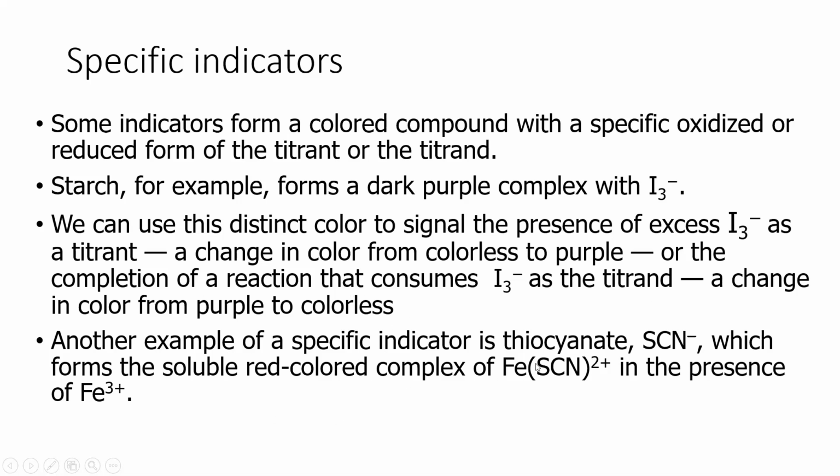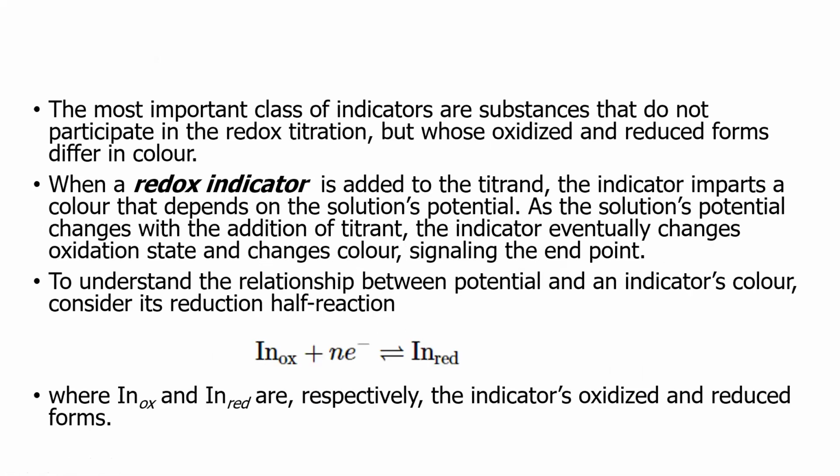Another example is thiocyanate. It forms a soluble red complex with iron in the presence of iron 3. So these are specific indicators used in redox titration. And the most important class of indicators are substances that do not participate in this redox titration, just like your acid-base indicators do not participate in your titration, but in their oxidized or reduced forms, the color will change.